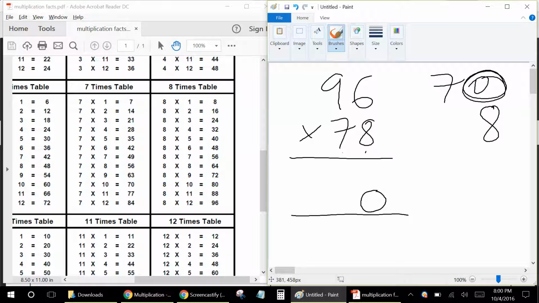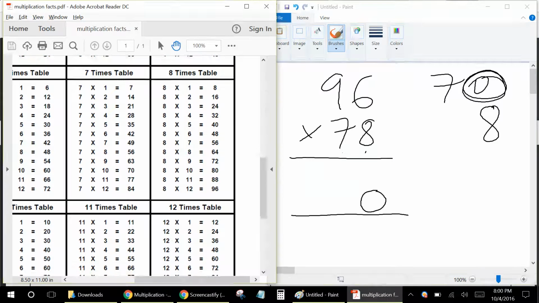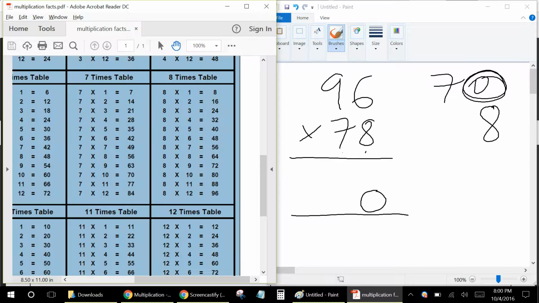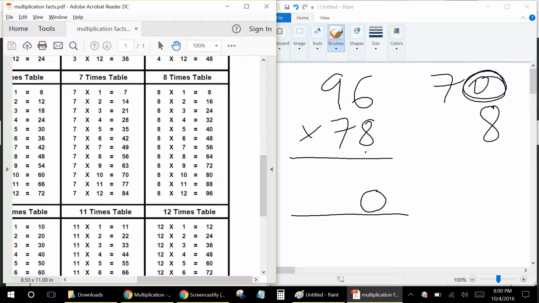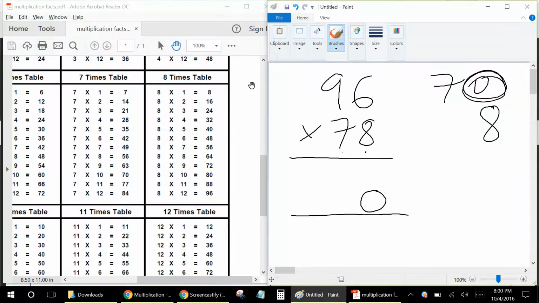Now, let's begin multiplying, okay? So you're going to take 8. You're going to look at the multiplication table for 8 right here, okay? So it's this one right here only. 8 times 6, and you scroll down, 8 times 6 is 48. So you're going to put 8 over here, and then you have to put a plus 4 up here, okay?